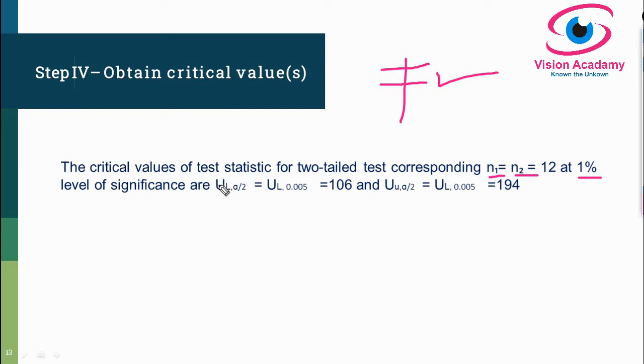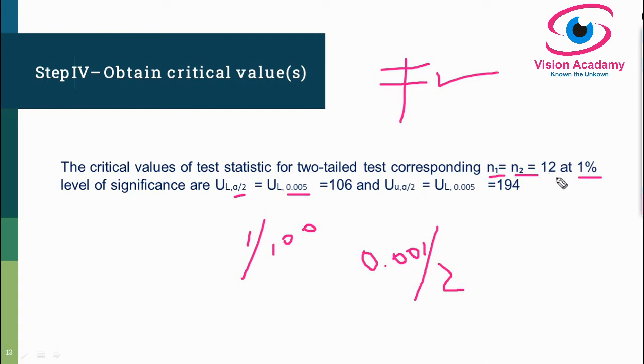Since it is a two-tailed test, the lower limit will be alpha divided by 2, that is 1% divided by 100, which gives 0.01, and dividing by 2 we get 0.005. This is our critical value. Here this will be alpha by 2. Which means we have to see the table value for this value.